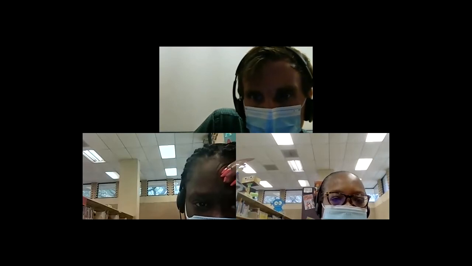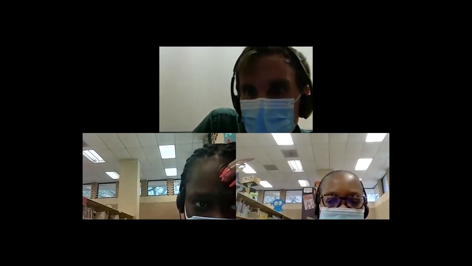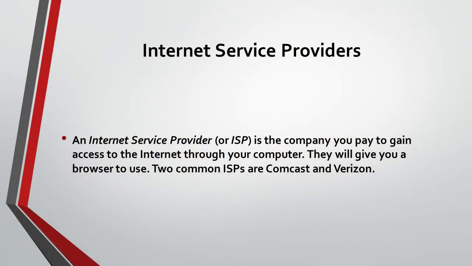Now we're going to go to internet service providers. An ISP, internet service provider, is the company you pay to gain access to the internet through your computer. They will give you a browser to use. Two common ISPs are Comcast and Verizon. Those aren't the only ones, of course. Those are just two of the more common ones.